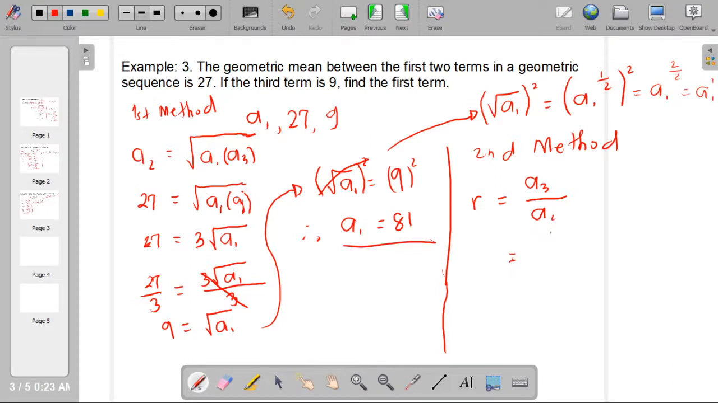Pila man ang atong a sub 3? Ang atong a sub 3 is 9. Pila man ang atong a sub 2? Ang atong a sub 2 is equal to 27. Nya, kung imo na siyang i-reduce to lowest term, the answer would be 1/3.